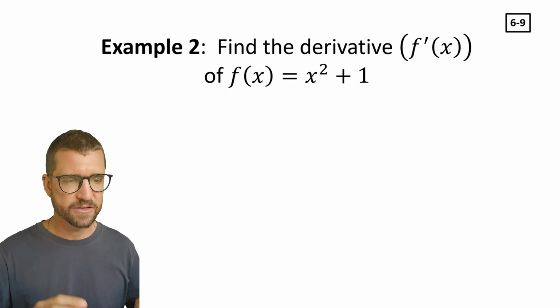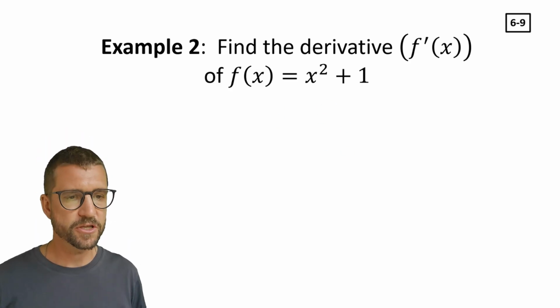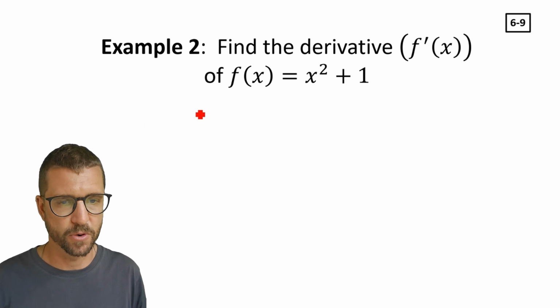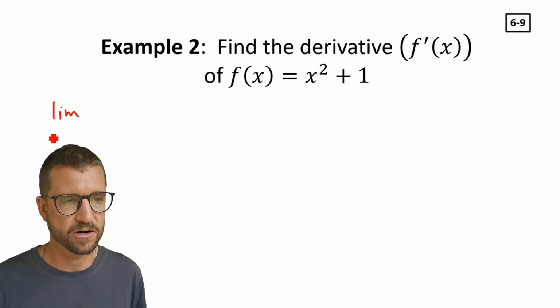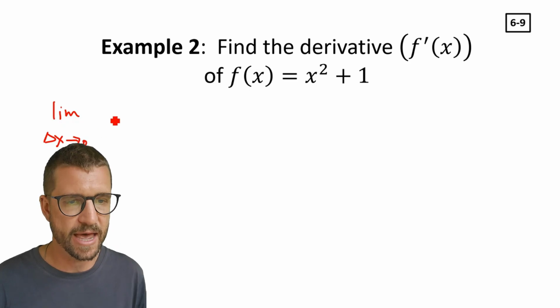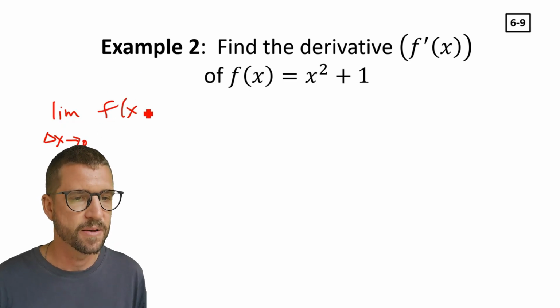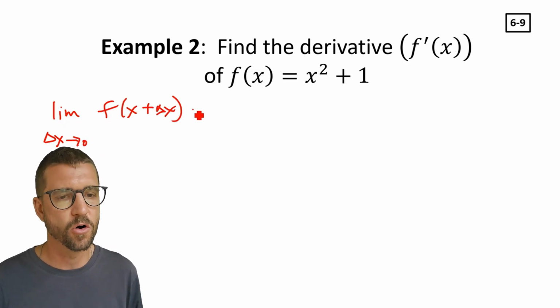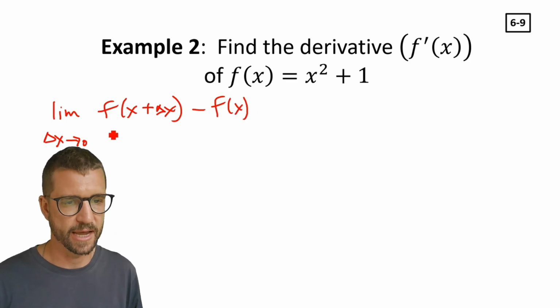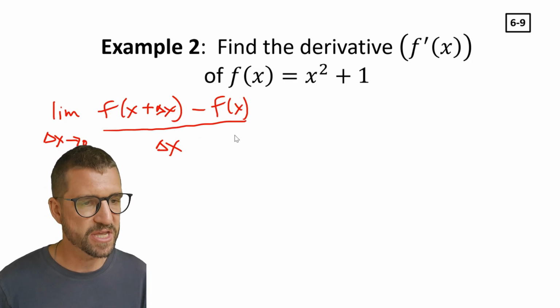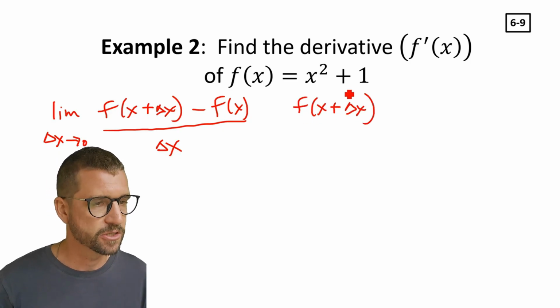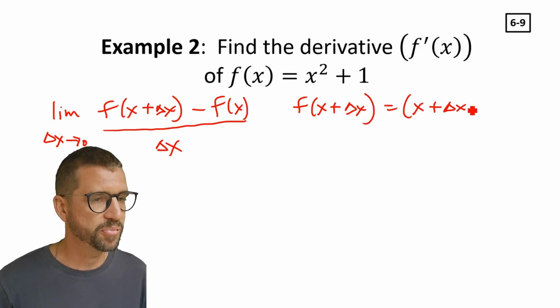All right, so I hope you paused the video and you tried that. So the first thing you want to do is go ahead and come up with the equation. So the limit as delta x approaches 0 of f of x plus delta x minus f of x over delta x. Okay, so what is f of x plus delta x going to be? All right, we're going to plug in x plus delta x for this x. So it's going to be x plus delta x squared plus 1.